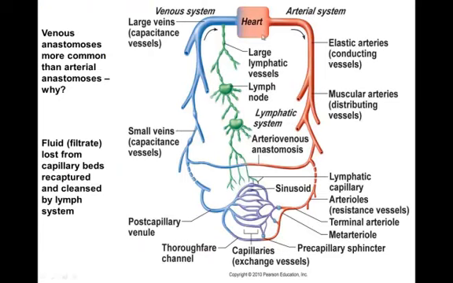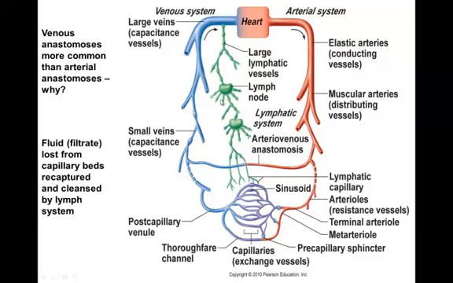So when blood leaves the heart, it's going to leave through the elastic arteries, then go through the muscular arteries. It's going to go through the capillary beds where gas exchange occurs, and then it's going to be collected by the venules. We can call them post-capillary venules because they've just left the capillaries. Those venules are going to merge to form veins, and it's going to go back to your heart.